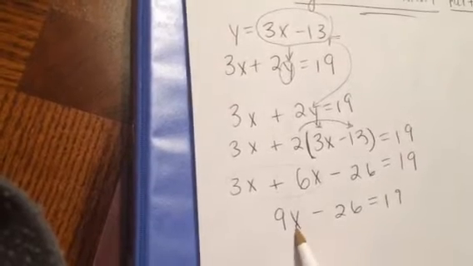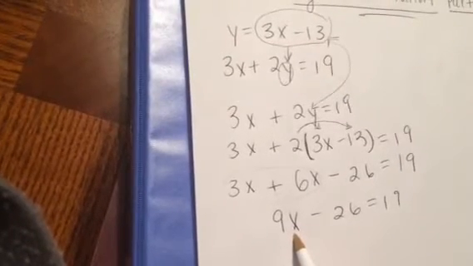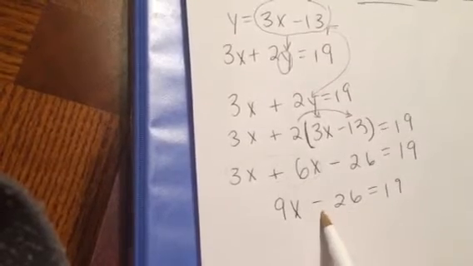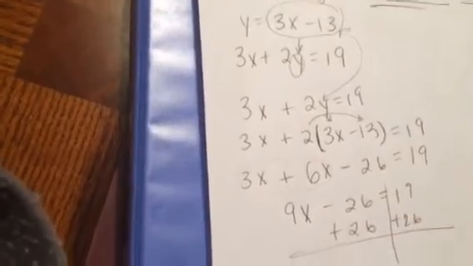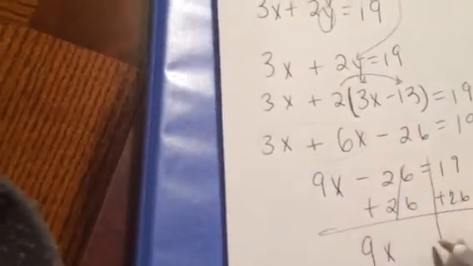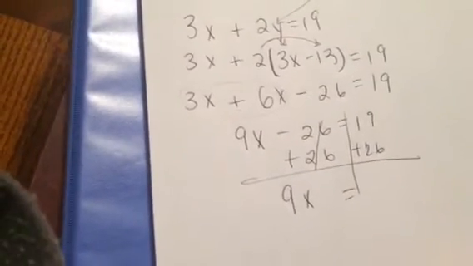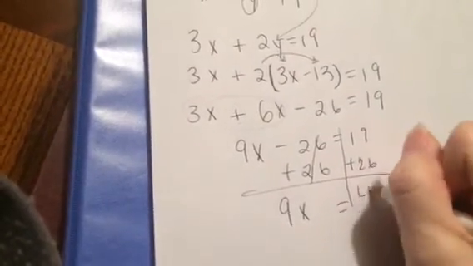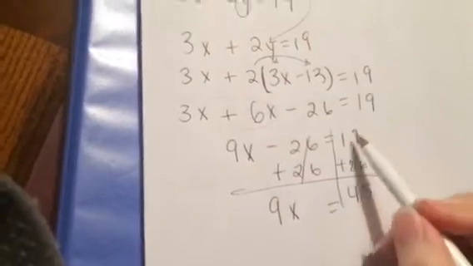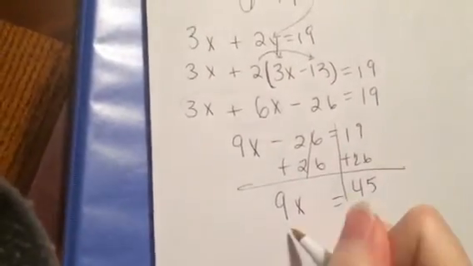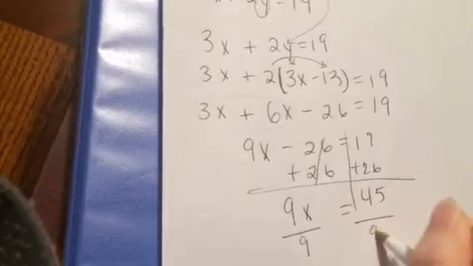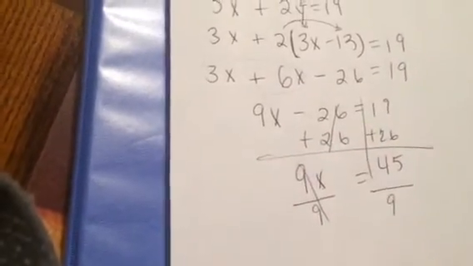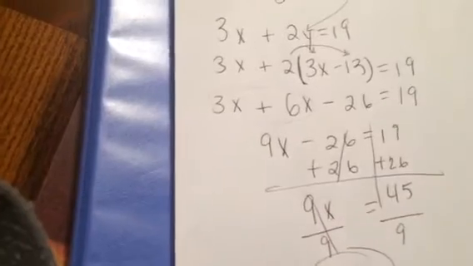All right. Again, we're trying to isolate the variable, or get it by itself, so we want to do the inverse operation to get rid of this minus 26. We're going to add 26 to both sides. These cancel out and we're left with 9x equals 45. Right, 19 plus 26 is 45. We have to get x by itself. Doing the inverse operation, we're going to divide by 9 on both sides. These cancel out and we're left with x equals 5. All right, we just solved for x.